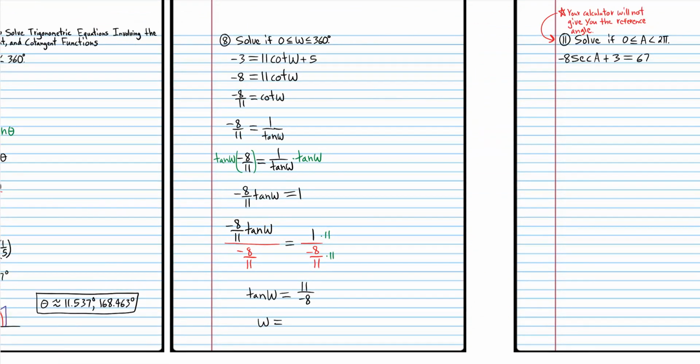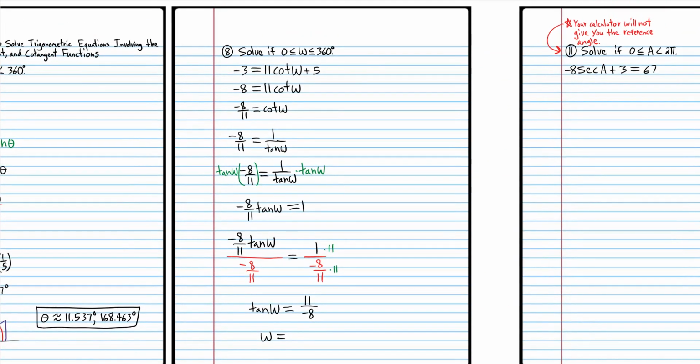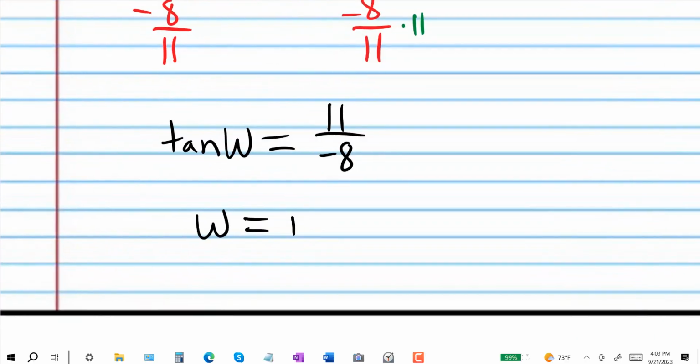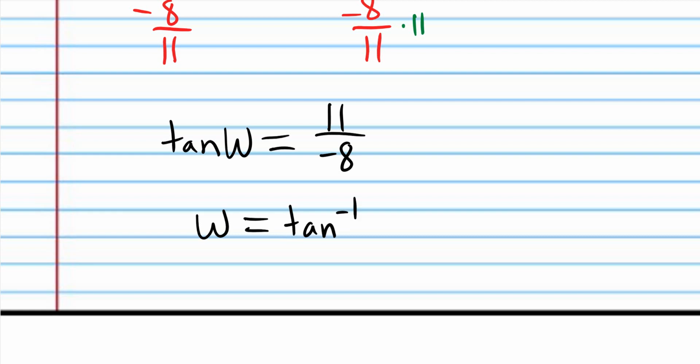So let's review the point of what we did. We want to find omega, but we can't because our calculator doesn't have a cotangent inverse button. But our calculator does have a tangent inverse button. So now we can find omega.